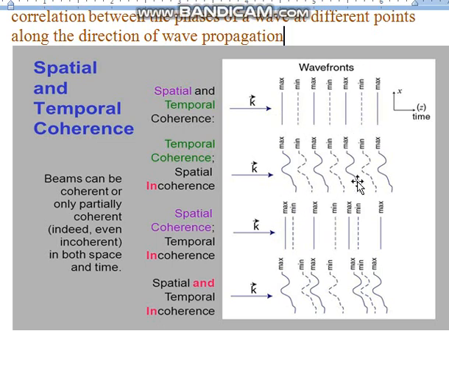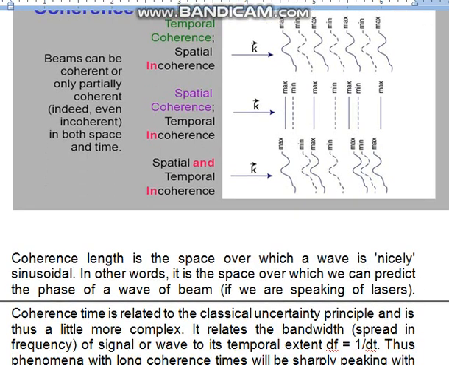However, in this figure you can take any two points. If you take one point here and another point here, they both have the same phase. Therefore this wave is temporally coherent, but in the perpendicular direction the wave is incoherent, so there is no spatial coherency. In a similar way we can illustrate some other example. So this is the concept of spatial and temporal coherency.